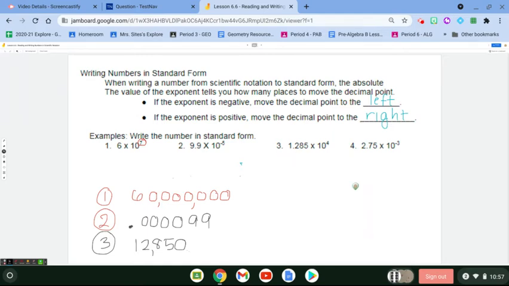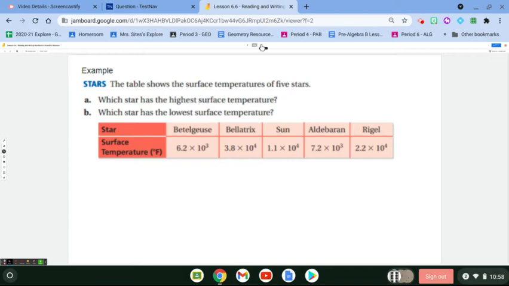All right, let's look at question number 4. You have 2.75, and that's times 10 to the negative third. So again, we're going to be going to the left this time. 1, 2, 3 places. And filling in 1, 2. So our answer for this one is decimal point 0.00275 for standard form for question number 4. Okay.